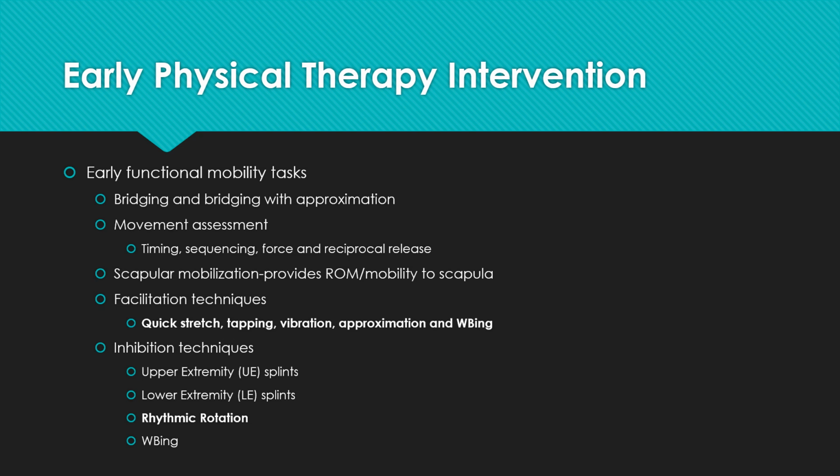We can perform facilitation techniques to get muscles that aren't firing to fire, and that can include things like performing a quick stretch to the muscle before getting it to activate. We can provide that tapping over the muscle for that tactile stimulation. We can provide vibration to the muscle, and we want to do that going from the insertion of the muscle to the origin of the muscle. So we start distally, move proximally when we are applying vibration techniques for facilitation.